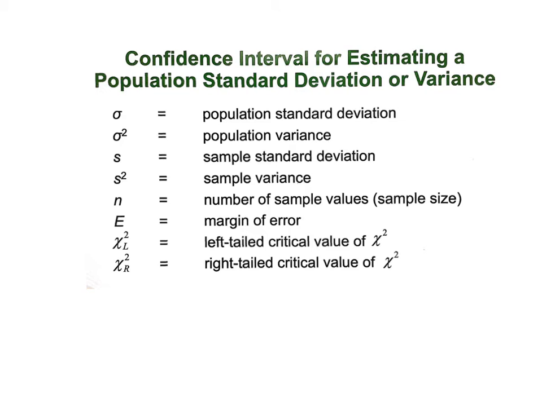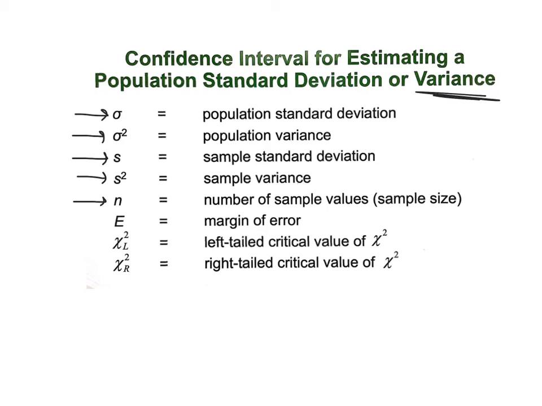Okay, all kinds of symbols here. Confidence interval for estimating population standard deviation or variance. And again, this is what we're going to do the most: do the variance, take the square root. So symbols real quick. Sigma is the population standard deviation. If it's squared, it's population variance. Little s is the sample standard deviation. S squared is the sample variance. Make sure you keep them straight.